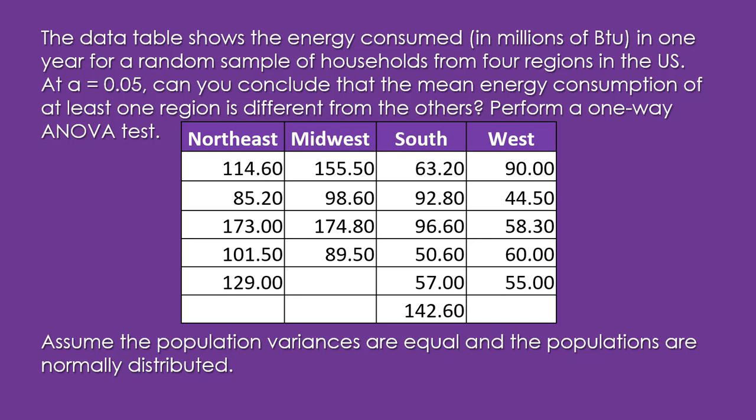The data table shows the energy consumed in millions of BTU in 1 year for a random sample of households from four regions in the United States. At alpha equal 0.05, can you conclude that the mean energy consumption of at least one region is different from the others? Perform a one-way ANOVA test, and we assume the population variances are equal and the populations are normally distributed.